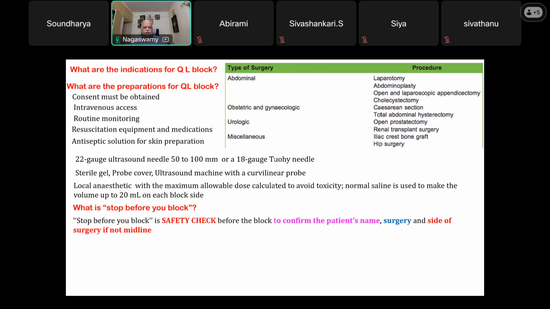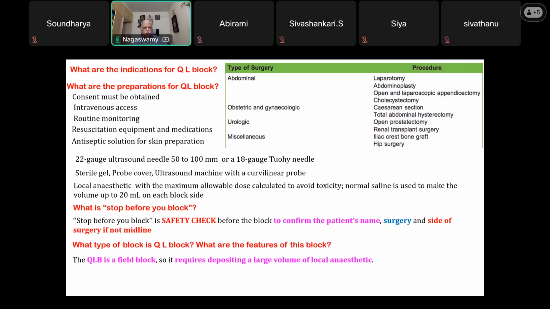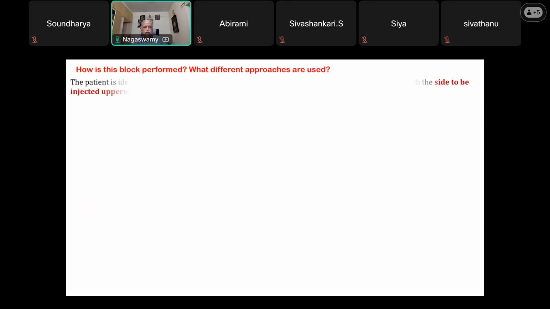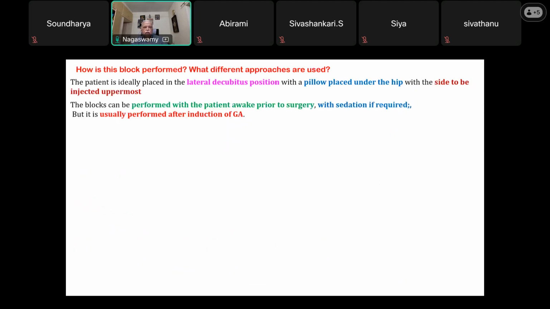So this is a safety check. Before blocking, confirm the patient's name, surgery, and side of surgery, if not in the midline. So one type of field block you have to do, this is a large volume of local anesthetic injected. It's more of a field block. A bilateral block will be necessary. Ultrasound guidance is a very important thing that is needed for this block. And there are different approaches. The position of the patient in the lateral position is more convenient, and the success rate is very high.